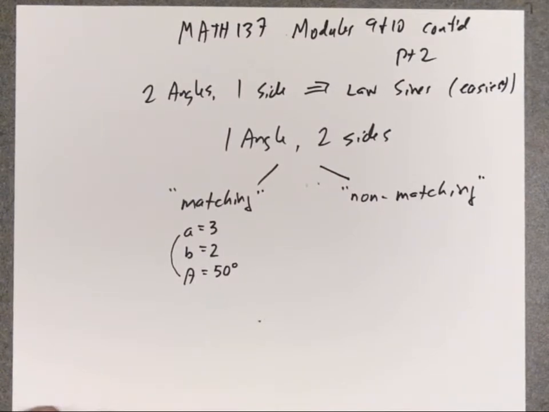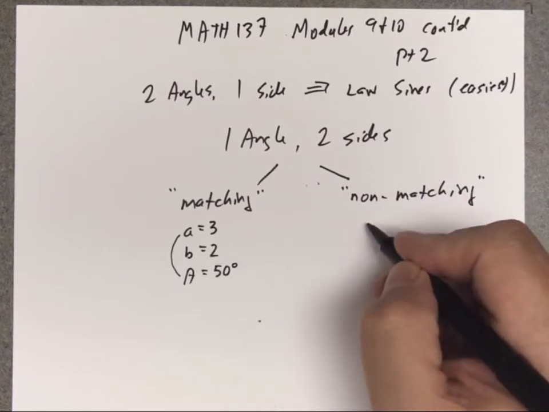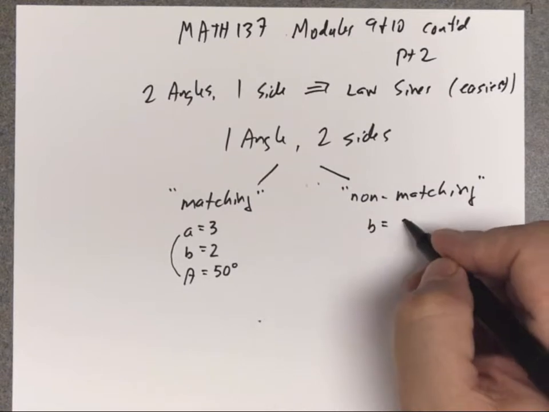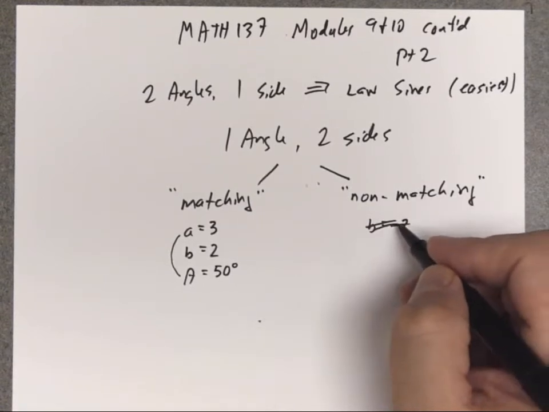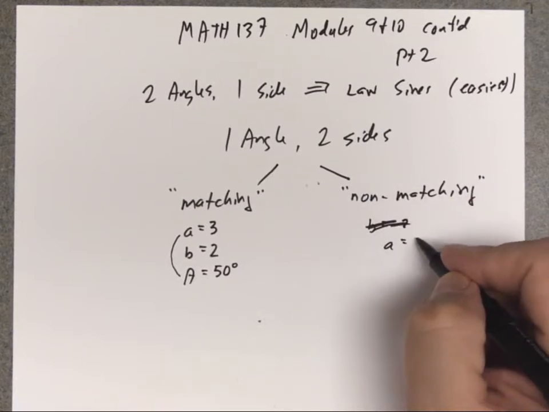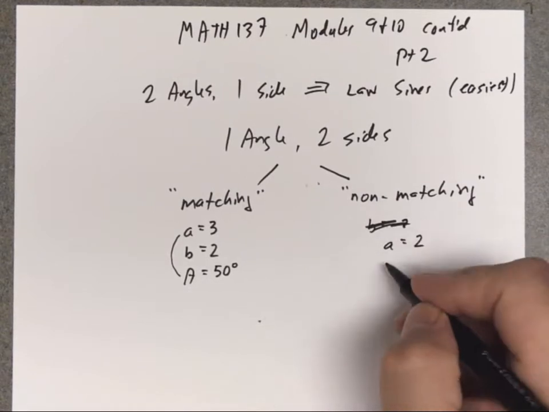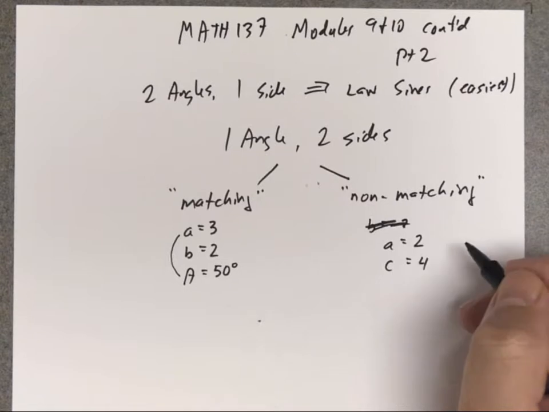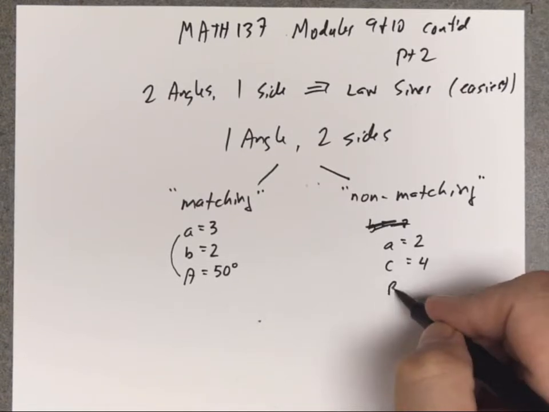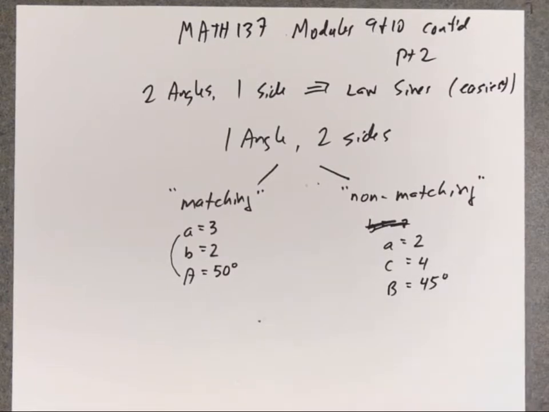Non-matching would be like this. Later on, we're going to do this problem. They give us side A is 2. Side C is 4. And they say angle B is 45 degrees.